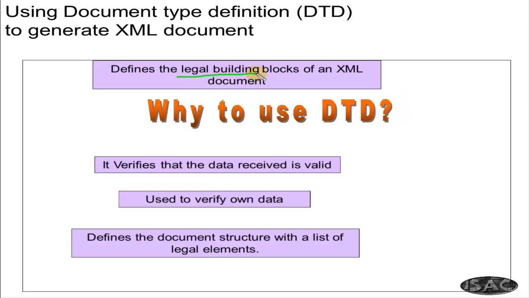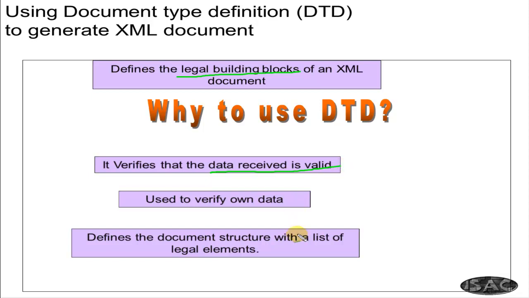First, it defines the legal building blocks. What are the allowed tags? It verifies that the data received is valid. What kind of data, whether it is a string or number, when anybody is sending a lot of data in an XML file. And if the structure and format is not as per the DTD, it means that all that data is invalid and not proper. So it is used to verify its own data.